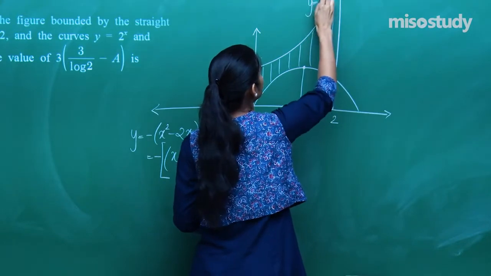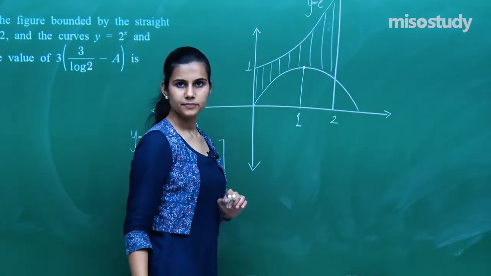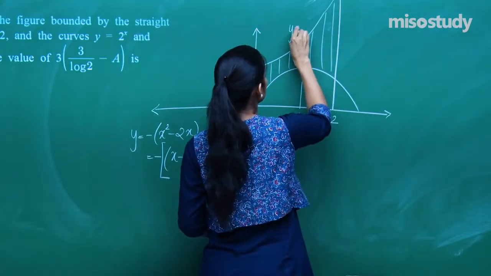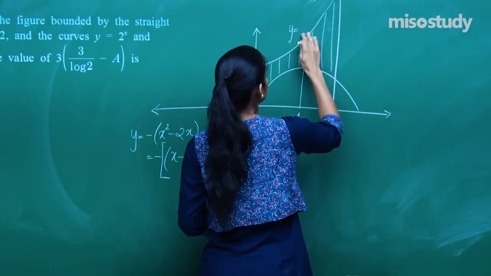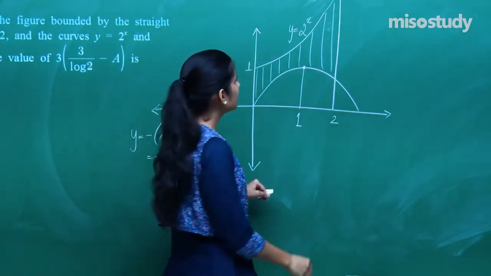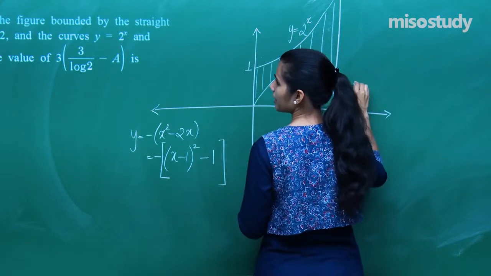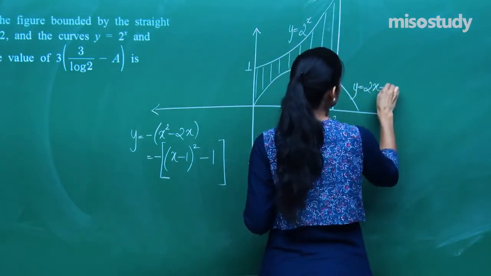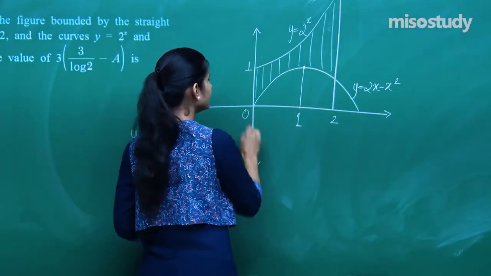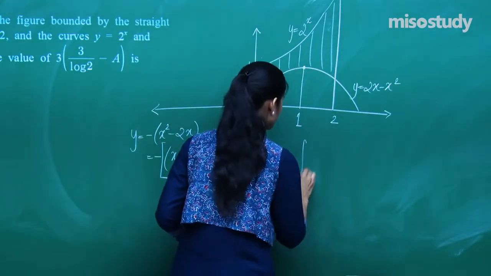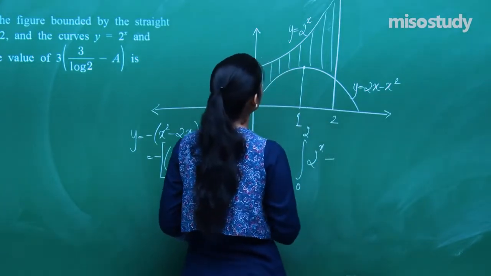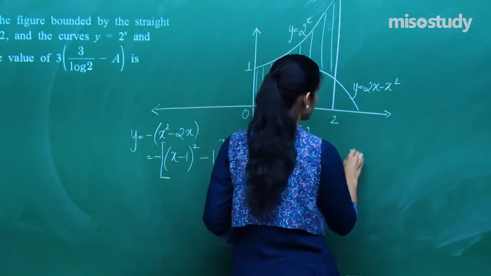This is y equals 2 to the power x. The moment you get this and you have figured out what area you need to find, once you know that this is also the parabola, y equals 2x minus x square, the situation becomes very simple because directly you have to integrate from 0 to 2, upper minus lower. So 2 to the power x minus this curve, 2x minus x square.